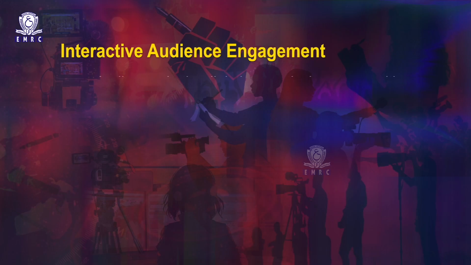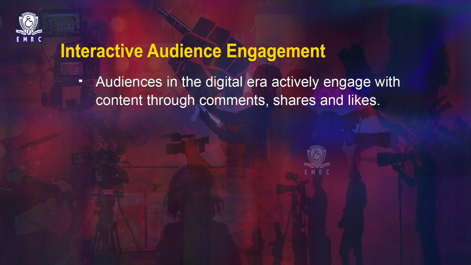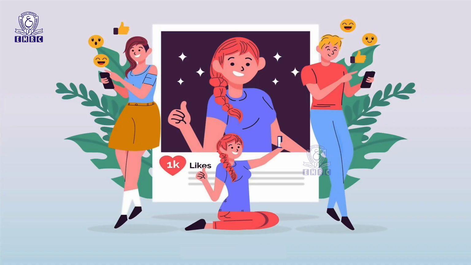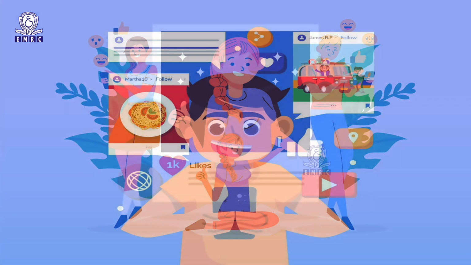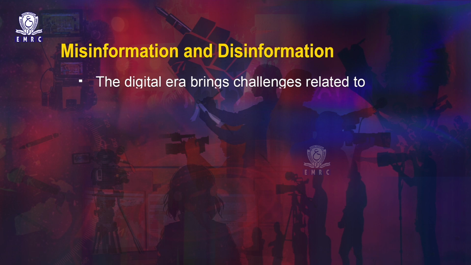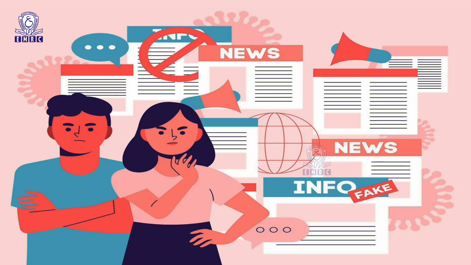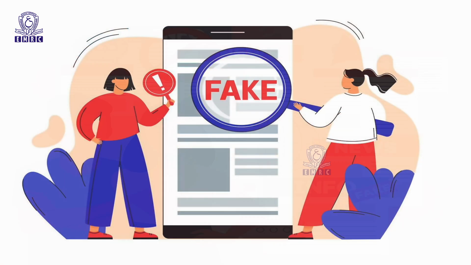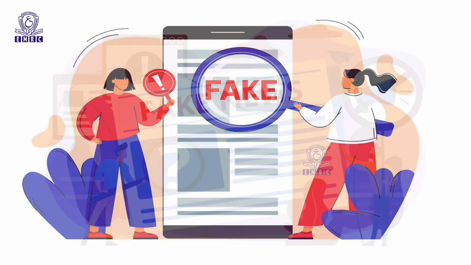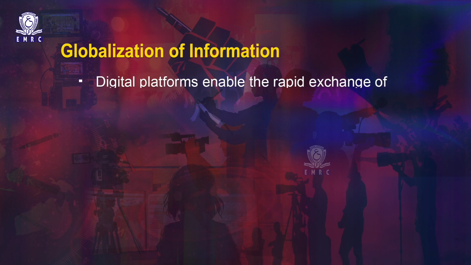Multiple news sources and fragmentation. Digital platforms provide access to a multitude of news sources, leading to a more fragmented media landscape. Users can choose from various sources, potentially reinforcing existing beliefs or seeking diverse perspectives. Interactive audience engagement. Audiences in the digital era actively engage with content through comments, shares, and likes. This engagement can influence the visibility and perceived importance of specific issues.